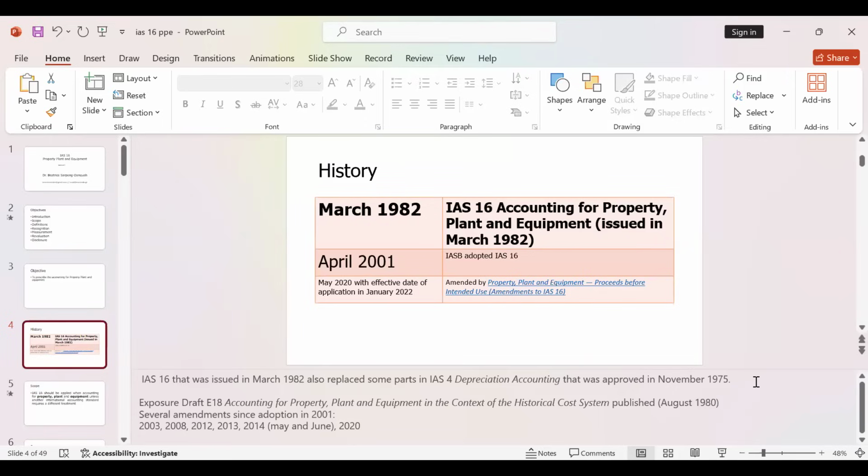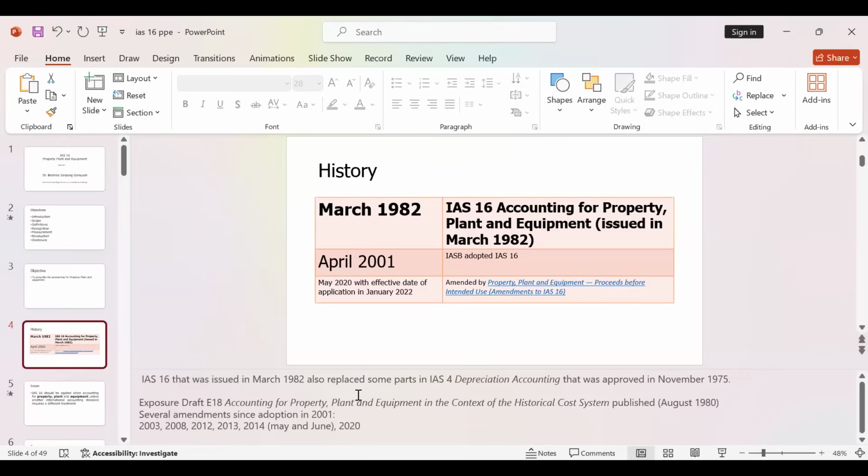But the most important date, as far as the history is concerned, is April 2001. That's where the International Accounting Standards Board, IASB, adopted IAS 16. So that's the most important date in the history, okay? And from there, it's gone through a number of amendments. So when you get the notes, I've given you a number of them. In 2003, there was an amendment. In 2008, there was an amendment. 2012, 2013, 2014, there were two amendments. In May and June 2020, there was an amendment.